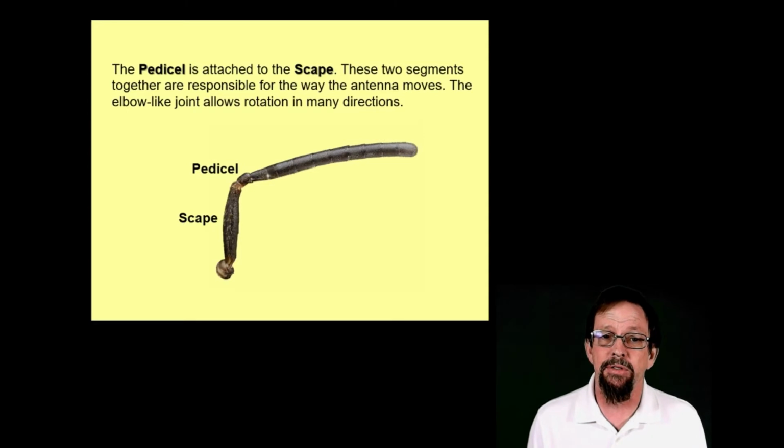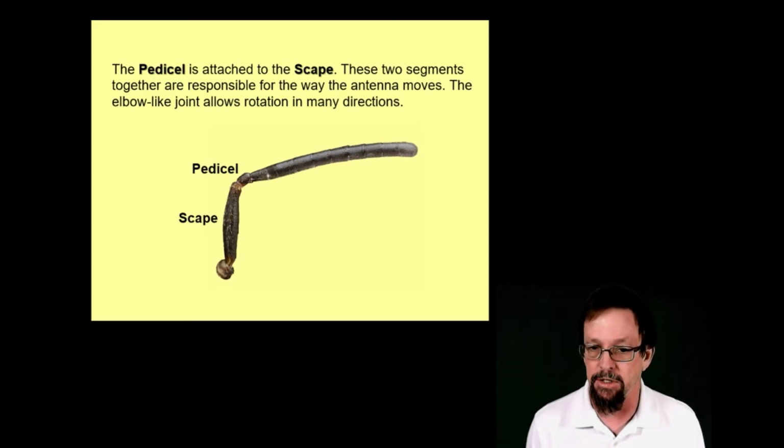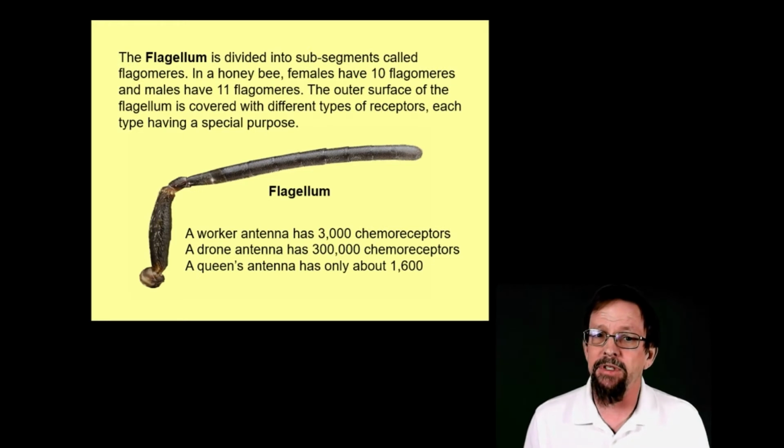The pedicel is attached to the scape. These two segments are responsible for the way the antenna moves. It's an elbow-like joint. It allows the antenna to rotate in many directions. The flagellum is divided into subsegments called flagellomeres. In a honeybee, females have 10 flagellomeres and males have 11 flagellomeres.